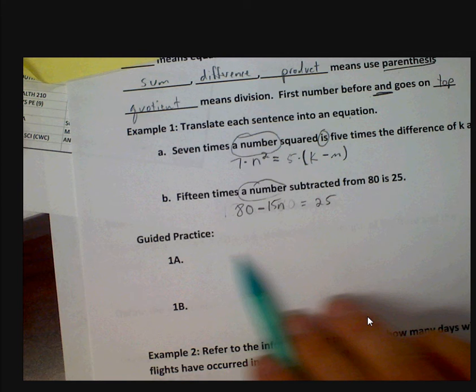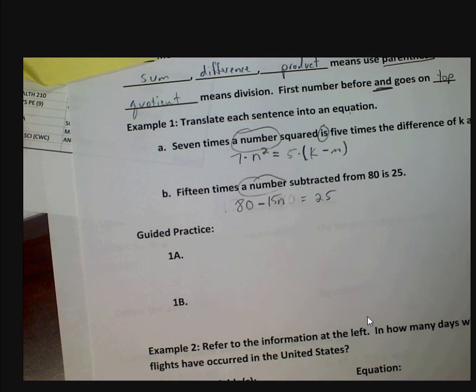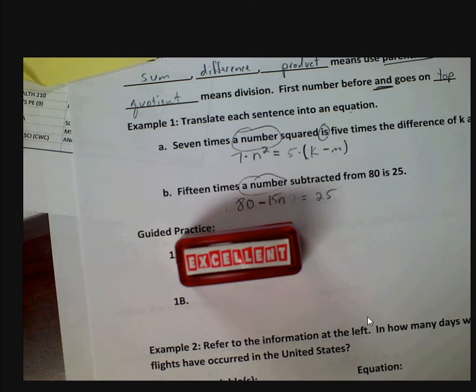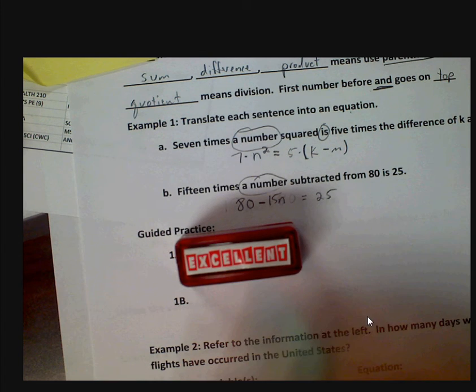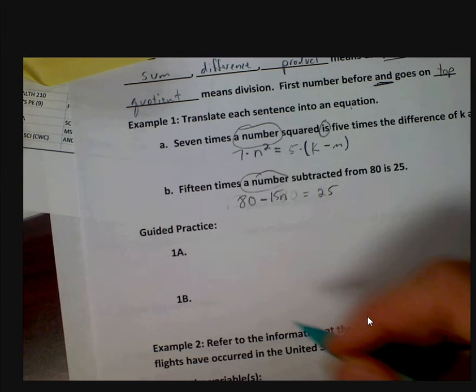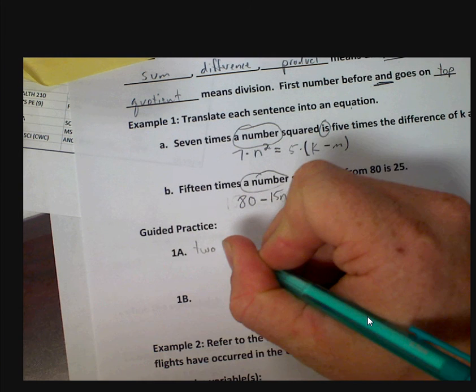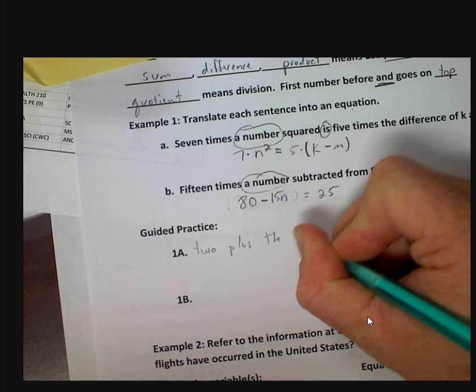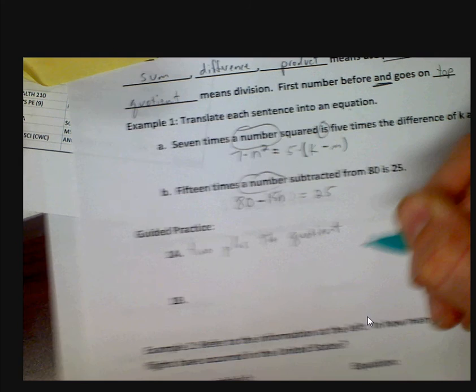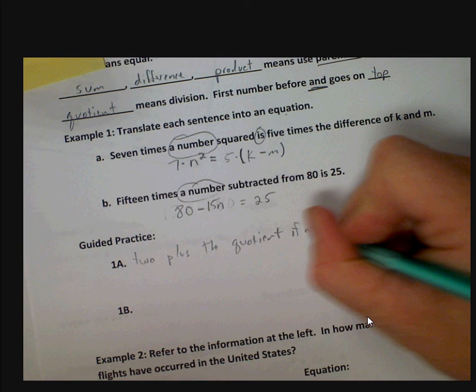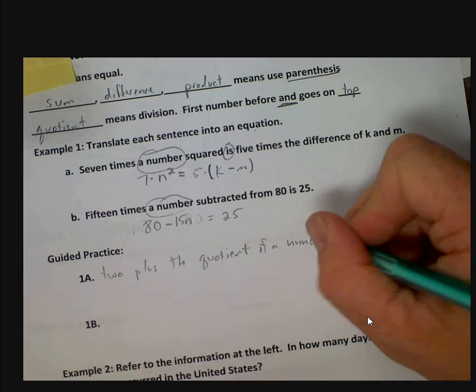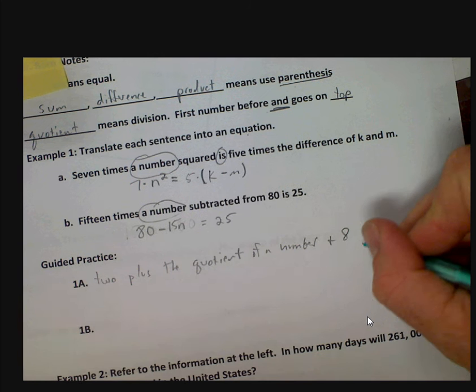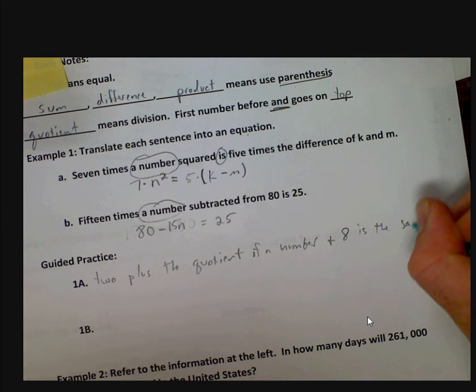Guided practice, I'm not going to write everything down, but it says 2 plus the quotient of a number and 8 is the same as 16. Go ahead and try 1A. I said I wouldn't write it, but I'm going to go ahead and write it because we do need it. So 2 plus the quotient of a number and 8 is the same as 16.